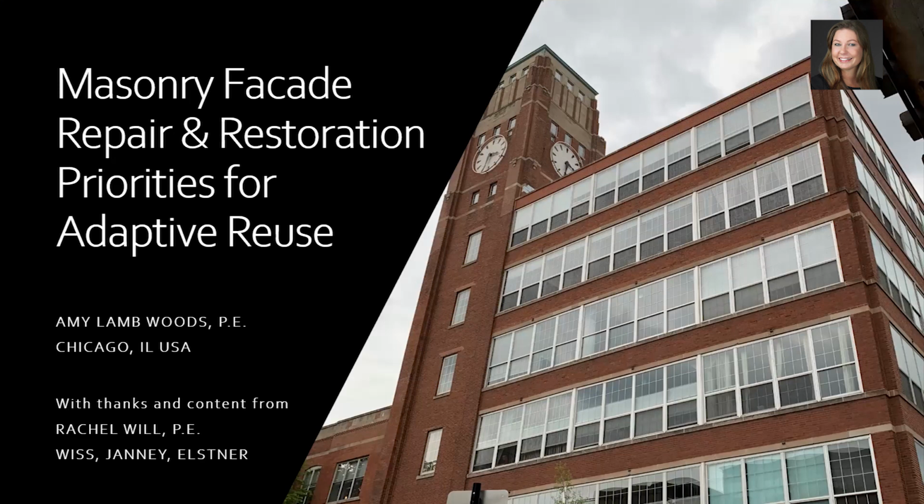I'm going to be presenting on masonry facade repair and restoration priorities for adaptive reuse. One of the main reasons this is so important is that before you do any adaptive reuse project, you have to consider the building's envelope, its roofs, and its facades, especially if they're historic facades, because you certainly don't want water leakage or things falling off of buildings.